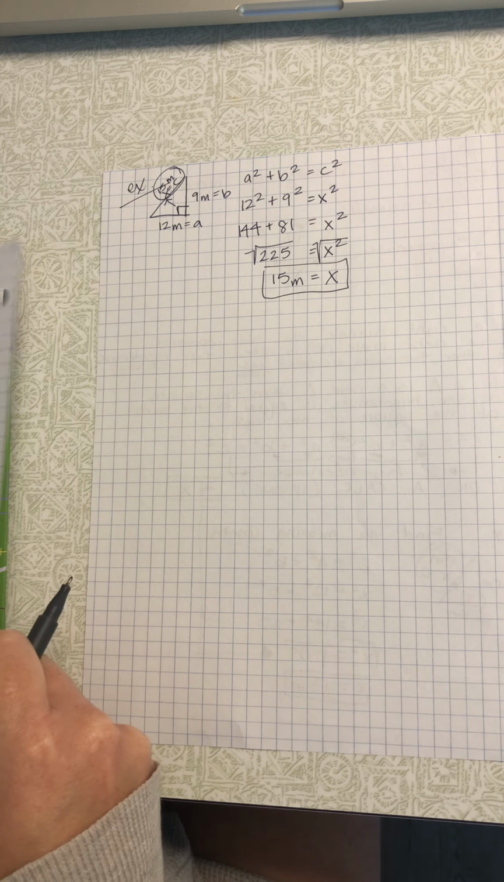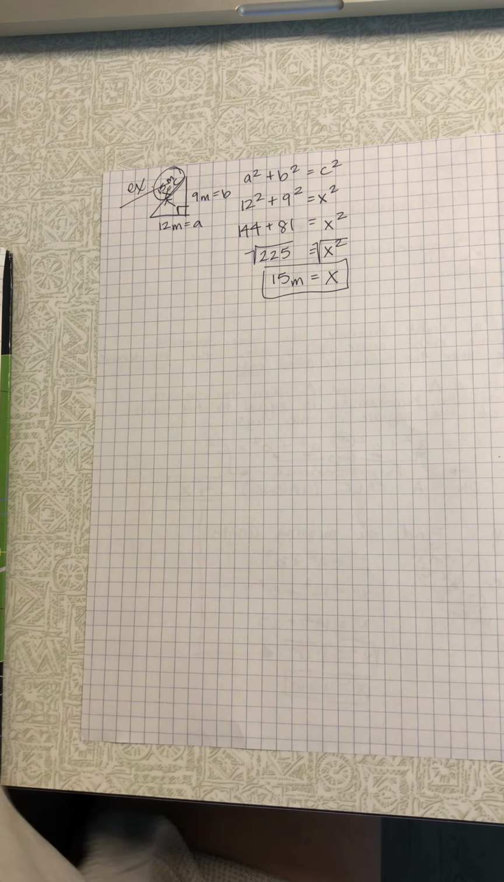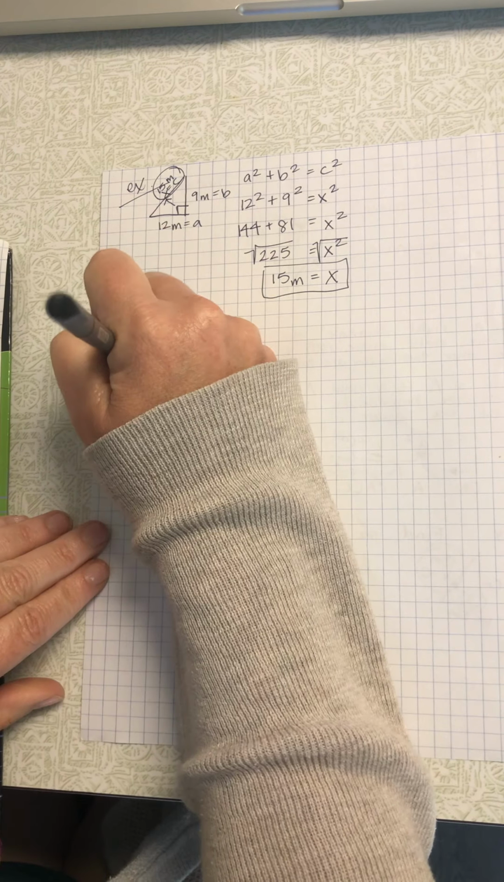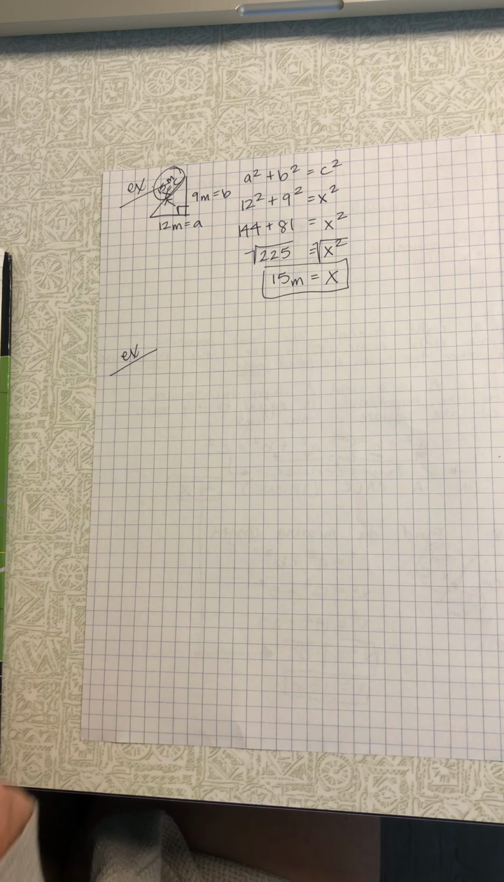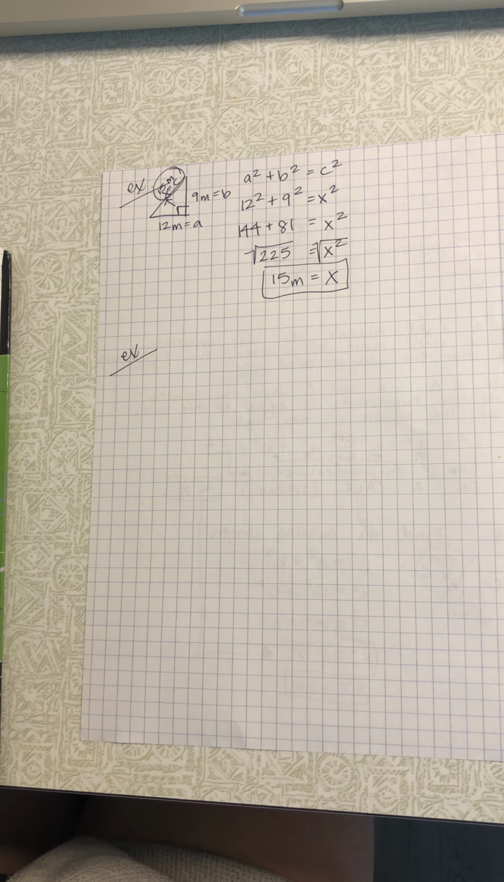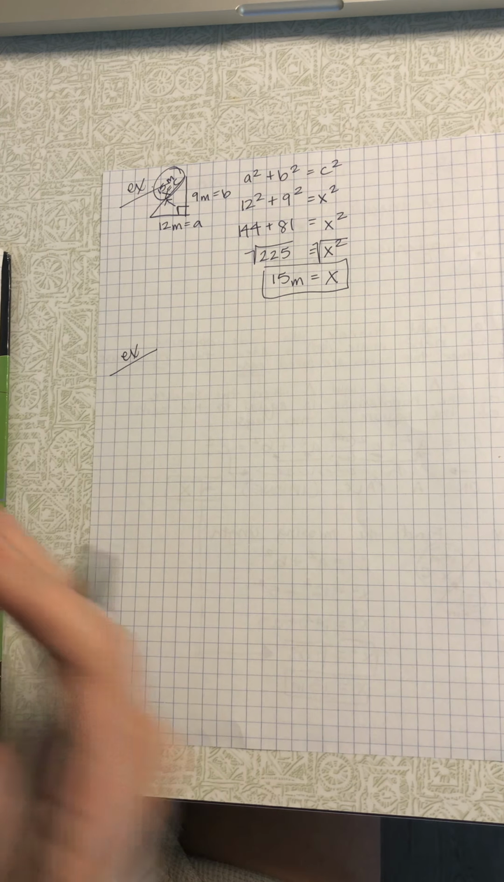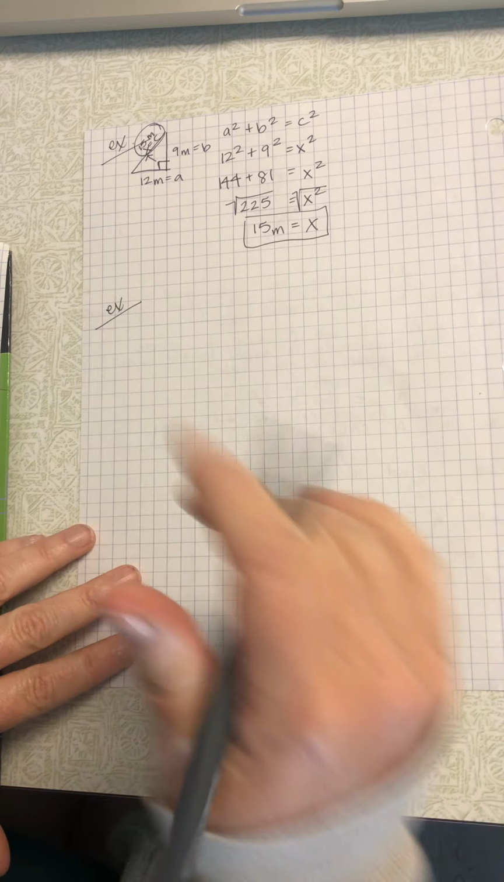All right, guys. Last one. This one, we're going to do one of the legs missing. We're going to say one of the legs is missing. Which I'm not sure you'll have one like this in your homework, but that's okay. I know you can handle it.